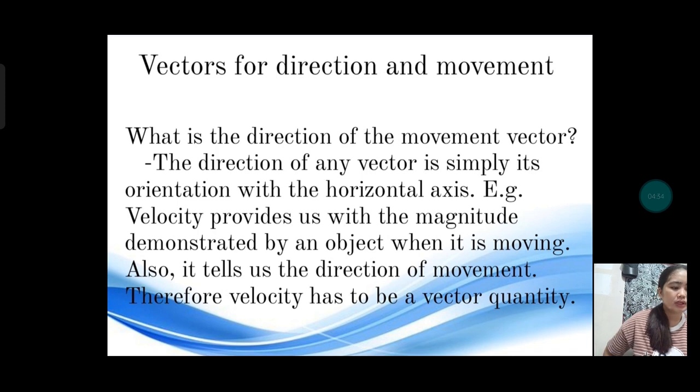So, displacement, velocity, acceleration, and force, for example, are all vectors in one-dimensional or straight line motion. The direction of a vector can be given simply by a plus or minus sign. In the horizontal axis, plus corresponds to movement to the right, and minus corresponds to movement to the left.